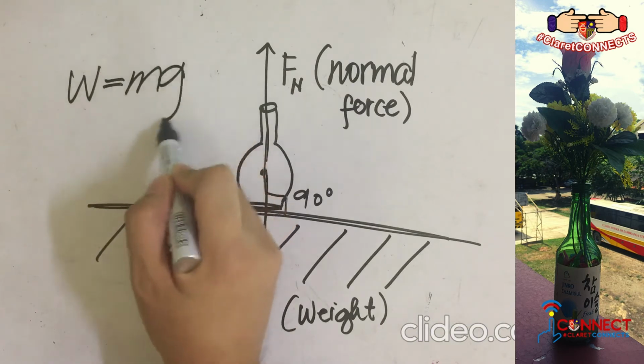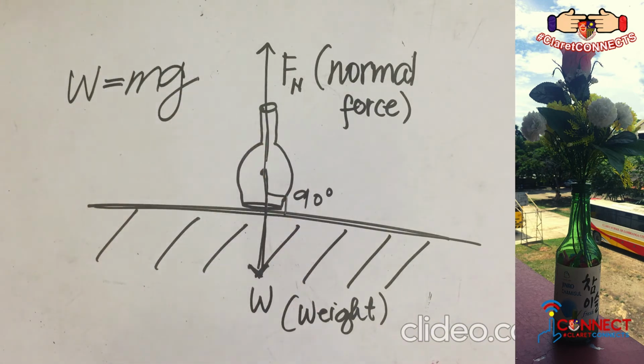If the object is on the surface of the earth, then the acceleration due to gravity is equal to 9.8 meters per second squared. But if the object is located on the moon, then the weight is different because the acceleration due to gravity on the moon is 1/6 of the earth's. So the weight differs in the inertial frame of reference.